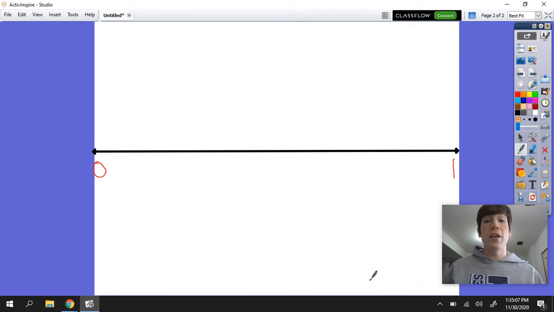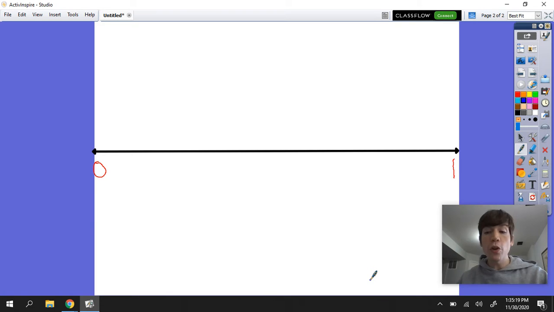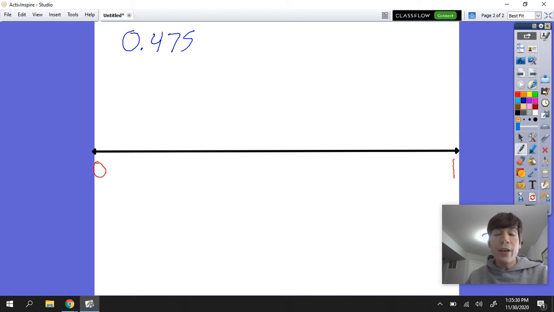So I want to think about decimals quickly, and I want to go back to talking about decimals on a number line. So when we're looking at decimals, we're looking at three basic place values. Remember, we're looking at the tenths, the hundredths, and the thousandths. So if I were to write a number, for instance, this number, I know that the first place value here is the tenths. 4 is in the tenths place, the 7 is in the hundredths place, and the 5 is in the thousandths place.